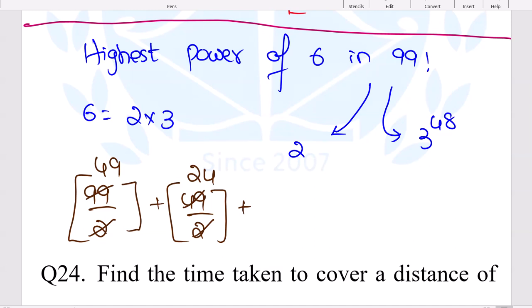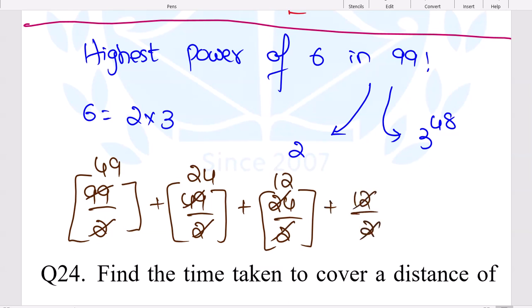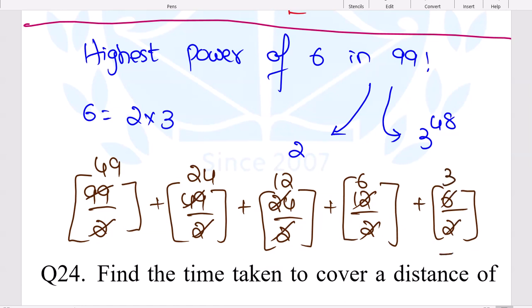24. Integer only. 24 divided by 2 is 12. 12 divided by 2 is 6. 6 divided by 2 is 3. 3 divided by 2 is 1. Stop there. Next, 1 cannot be divided by 2.